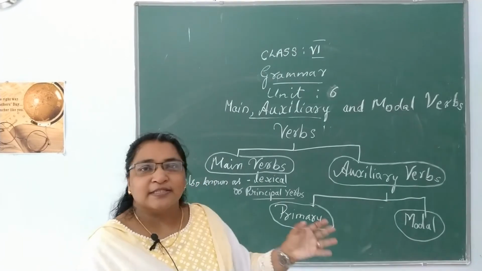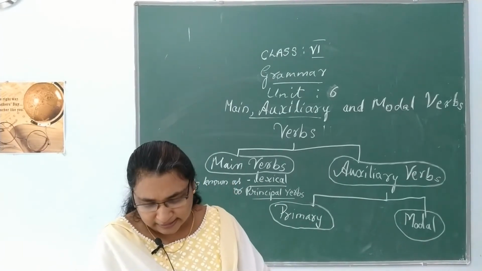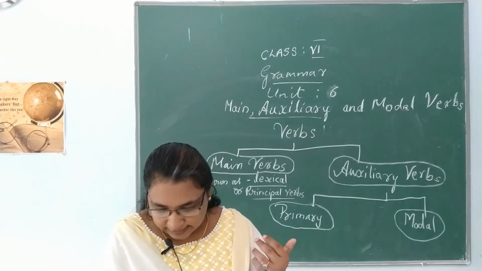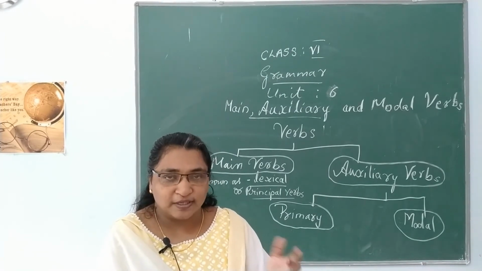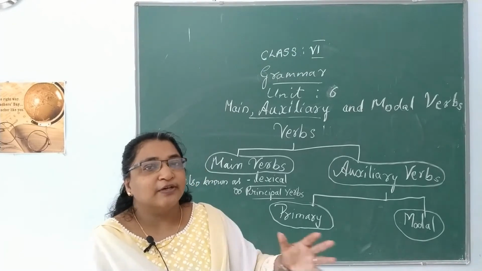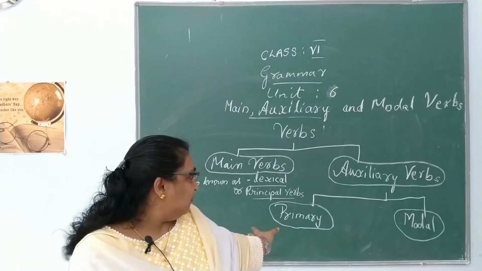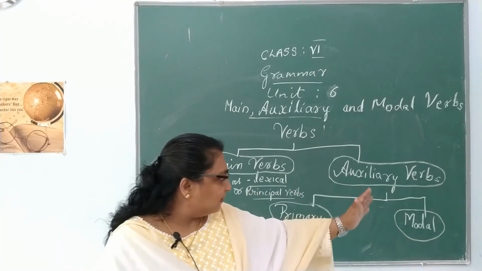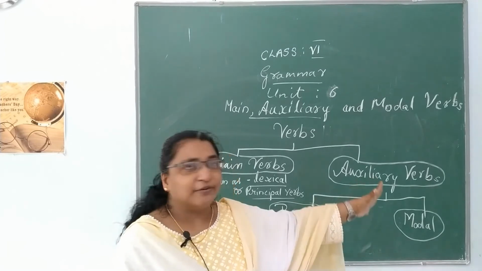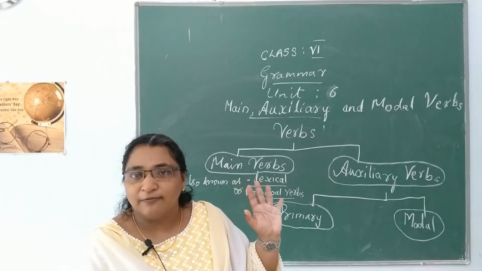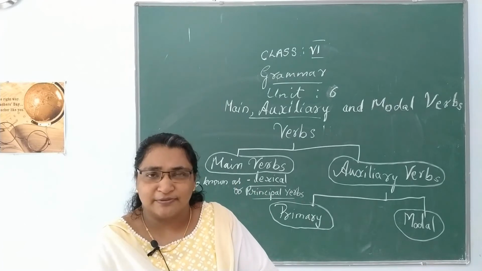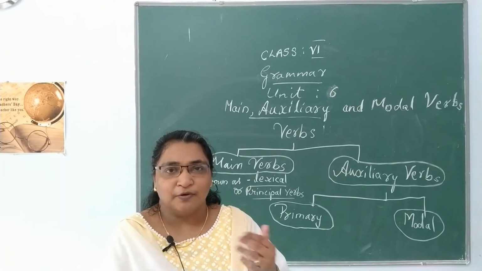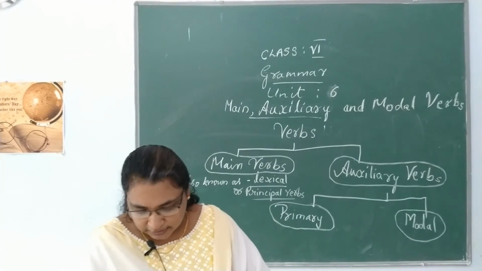Primary means starting modals can be have, do you have a pen? Then be, do. These are the words which can be included in the primary auxiliary verbs. Did you understand? And here, modal auxiliary verbs. These are the two different types of auxiliary verbs, which we can use while telling about the main verb, the main doing word.